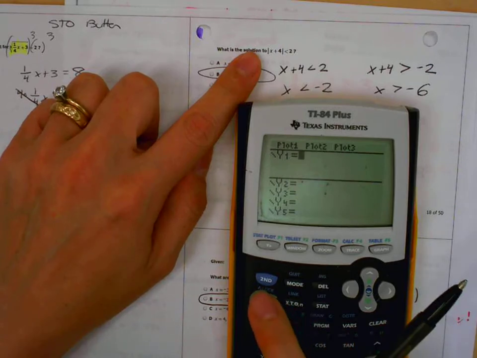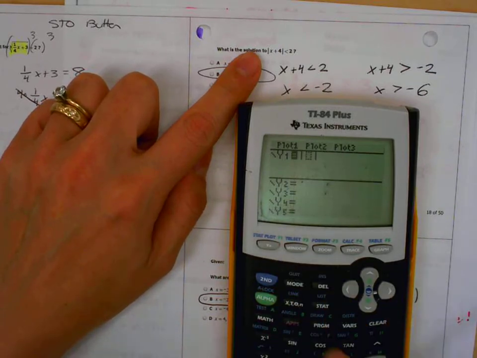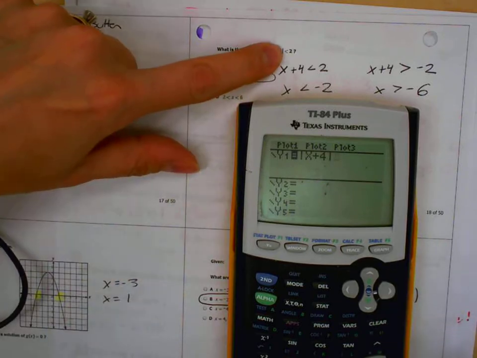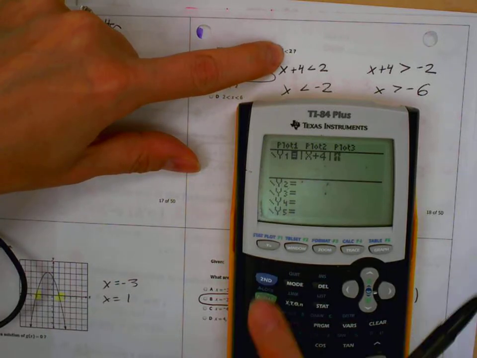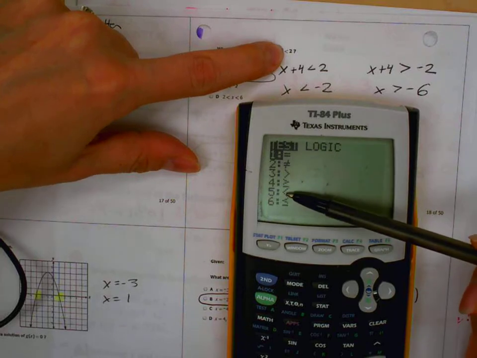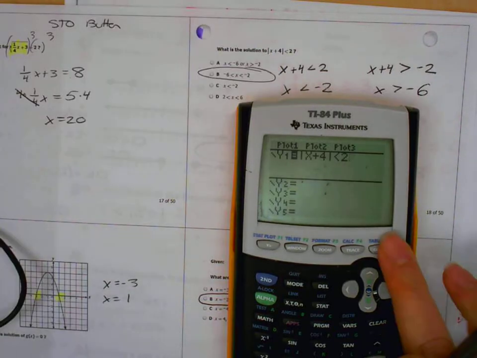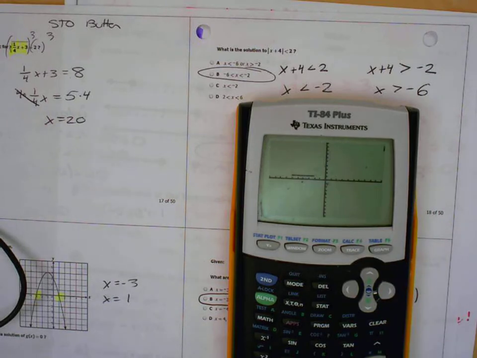So absolute value, so alpha window 1, x plus 4. And then to get that less than sign, I'm going to do second math. And less than is number 5. And it's less than 2. So we hit graph. So this time it's not asking us for a graph, it's asking us for the inequality.